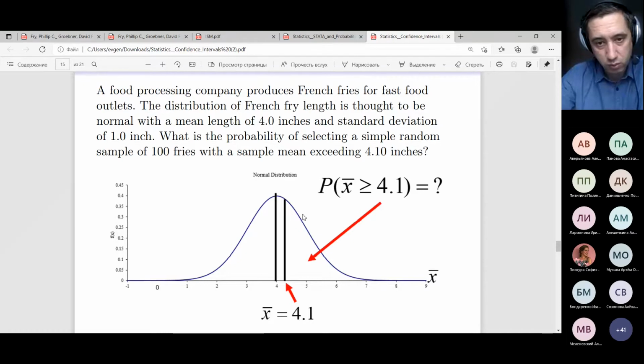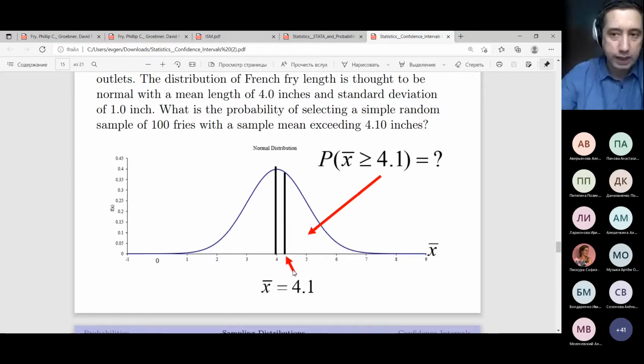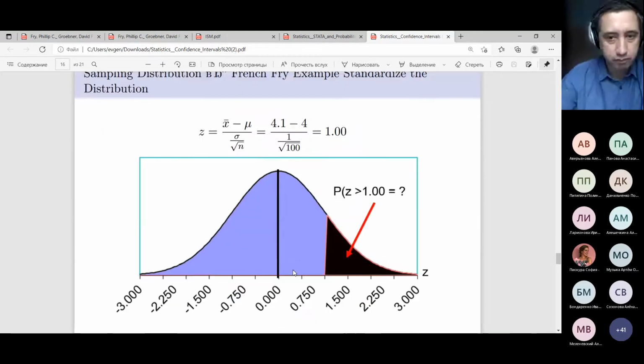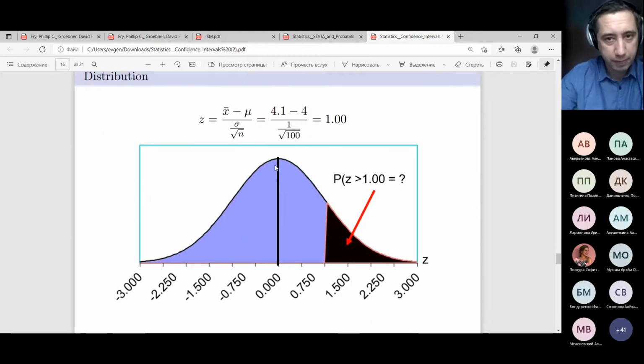We have to calculate the size of this area in the distribution. But note that standard normal distribution tables give us areas for this part, not this one. Hence, we have to do something to get this number. Well, how should we do this? We should apply such a formula, for instance, that is 1 minus the area.